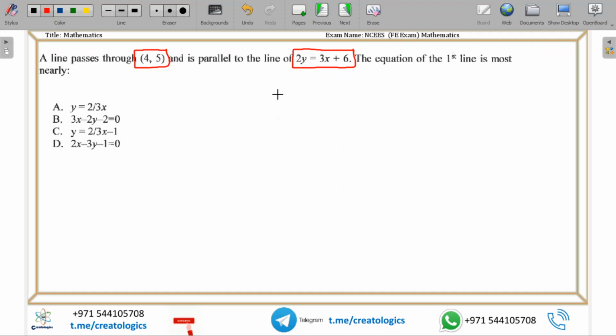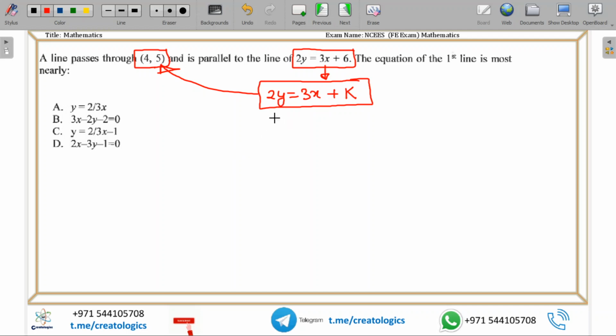And if two lines are parallel, you can say 2y is equal to 3x plus, let's just change the constant value only, say k. In place of 6 I am writing k. Why? Because all these lines which have an equation like this for different values of k are parallel. And the specific line which you need is going to satisfy this point. 4, 5 must satisfy that equation of line.